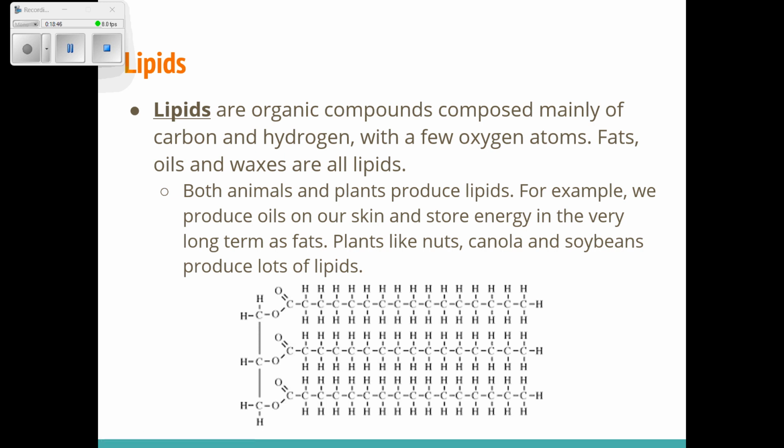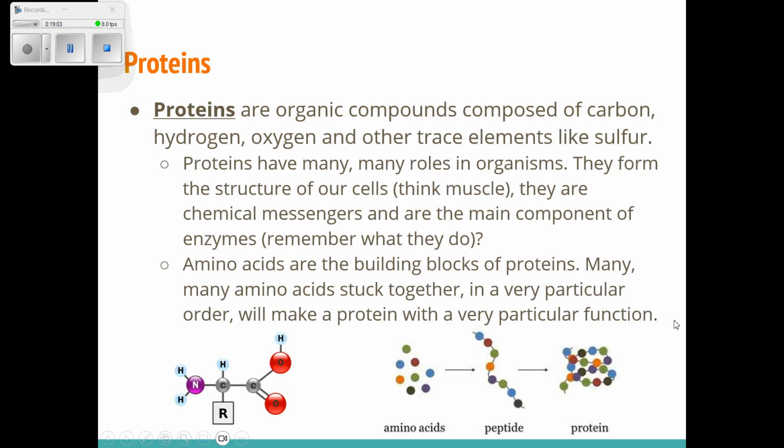For example, we produce oils on our skin and store energy in the long term as fats. Plants like nuts, canola, and soybeans produce lots of lipids. That's why we have things like canola oil. So you can see that this is quite a large, complex molecule.